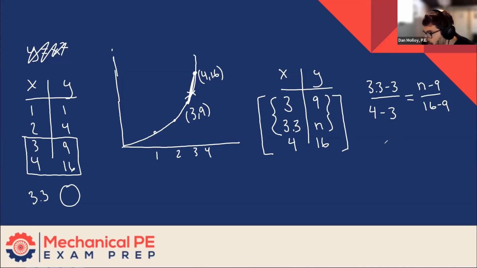And now you have an algebra problem, and I won't bore you with the details there. I'm sure you can work that out. But n turns out to be 11.1. And if we come back to our original equation, do 3.3 squared, it is in fact 11.1. So we know we're good.